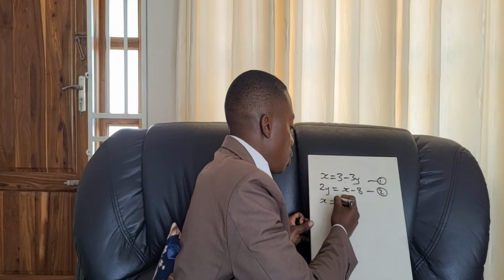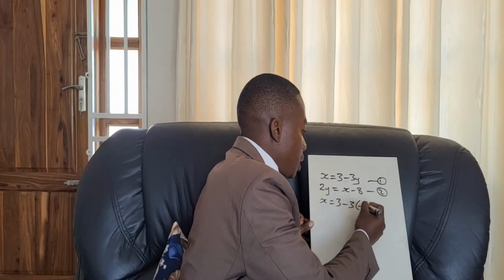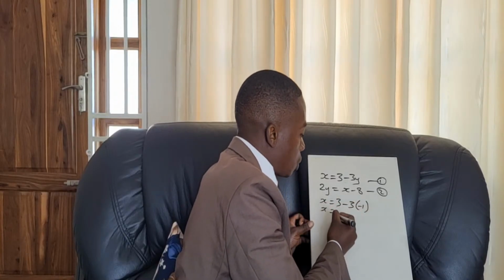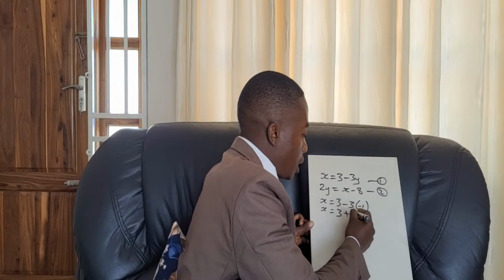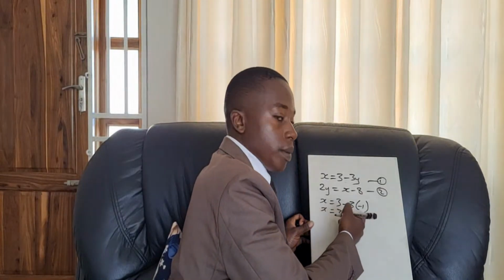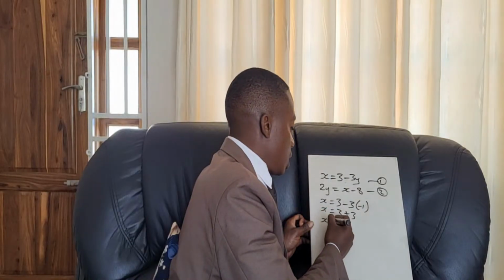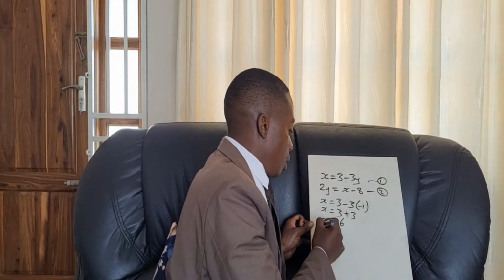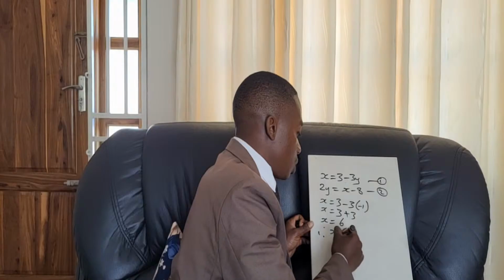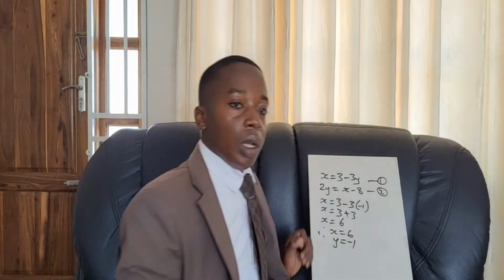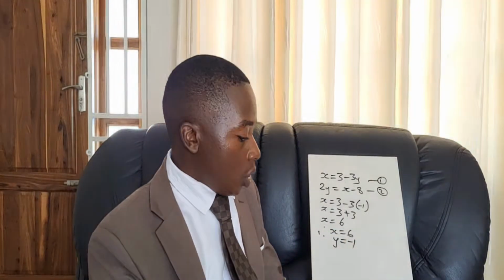And we are going to substitute that value of y, which is negative 1, into equation 1. So x is equal to 3 minus 3 times negative 1. x is equal to 3 plus 3, right? This times that's a positive 3. So x is equal to 6. Therefore, x is equal to 6 when y is equal to negative 1.